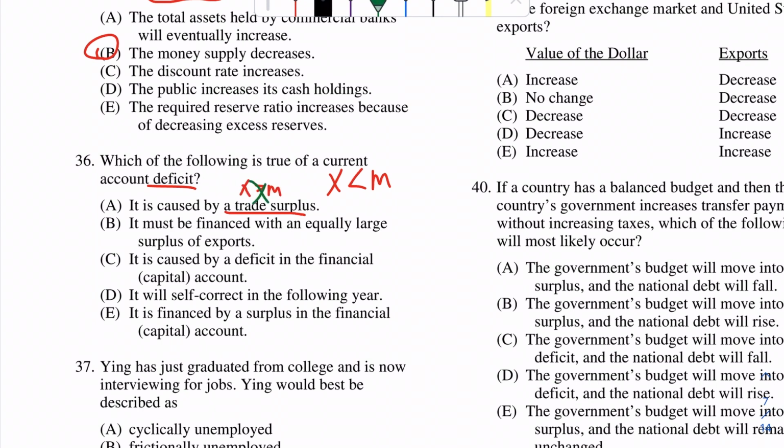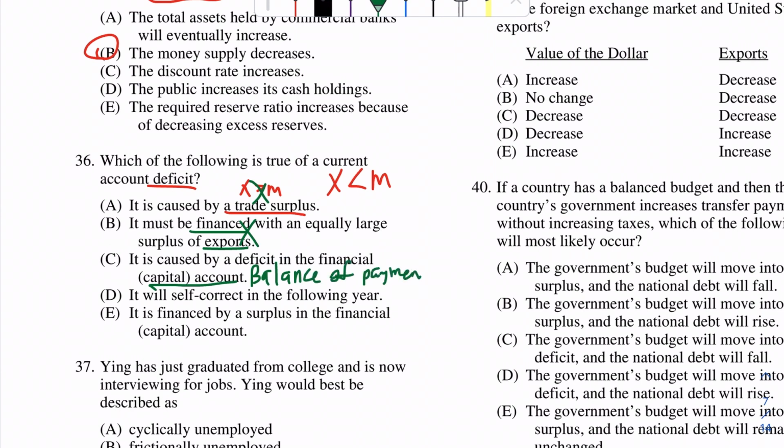So that's not true. It must be financed with an equally large surplus of exports. No, it's not going to be that one, because we're not going to finance things with exports. We're going to finance things with another account. It is caused by a deficit in the financial capital account. Well, hold on. If we're dealing with the capital account, that would mean the balance of payments.